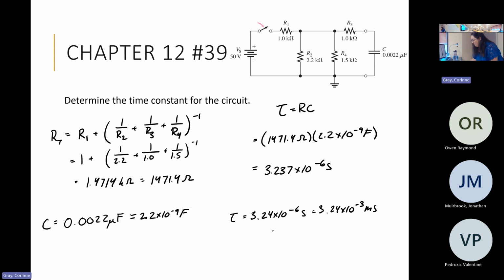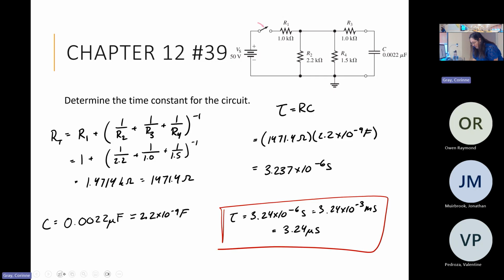Or we can feel fancy, 3.24 microseconds. All of these are the equivalent time constant values. How we go through and then use this time constant in either of our equations is all going to depend on what t is given in.